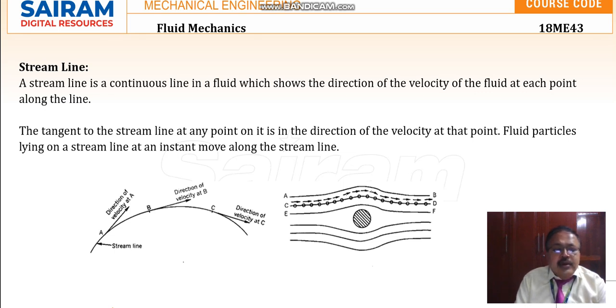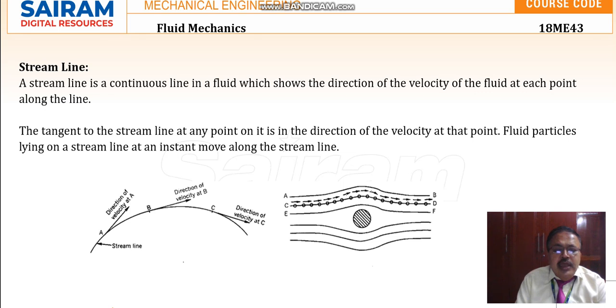If you take the tangent to the streamline, the streamline is in curved form, showing the continuous line in the fluid and the direction of the velocity of the fluid. Here the direction of velocity keeps on changing. So by drawing tangents to the streamline, at any point we get the direction of velocity at that point.